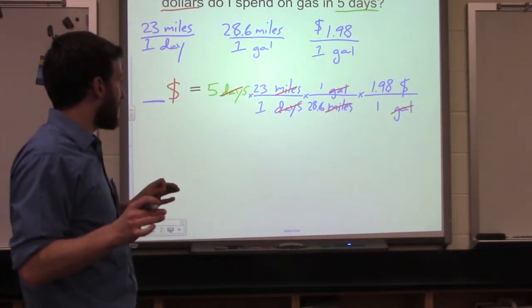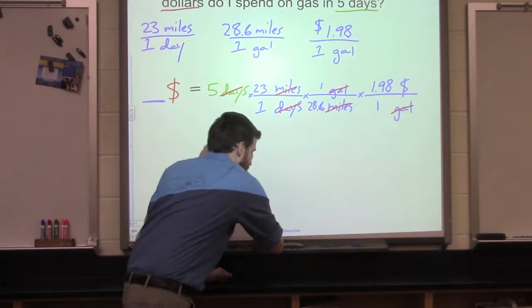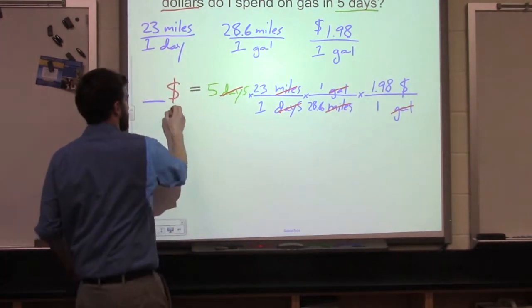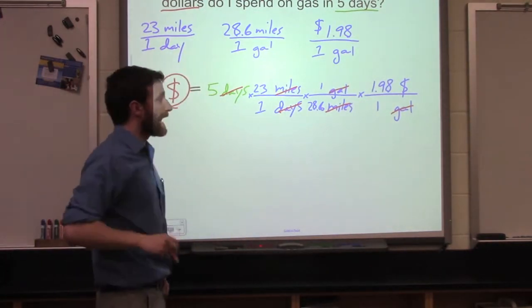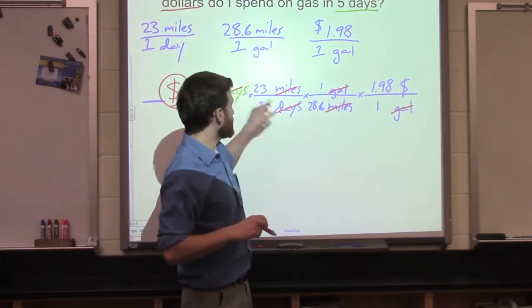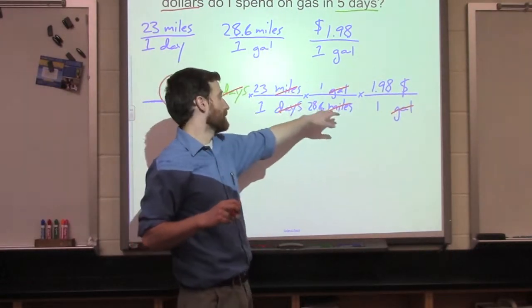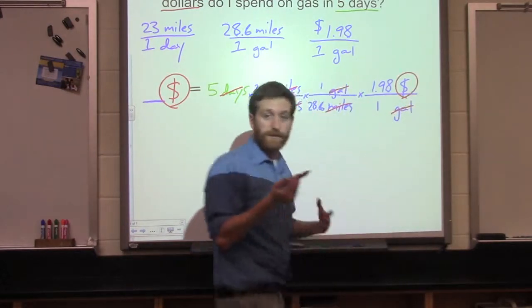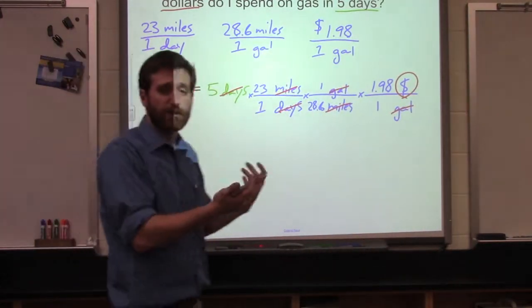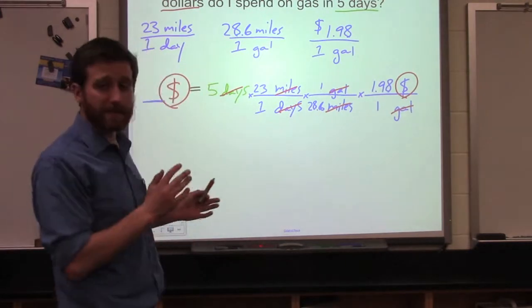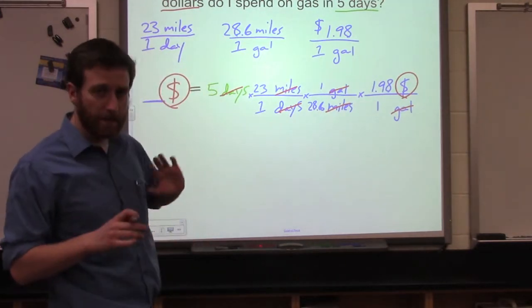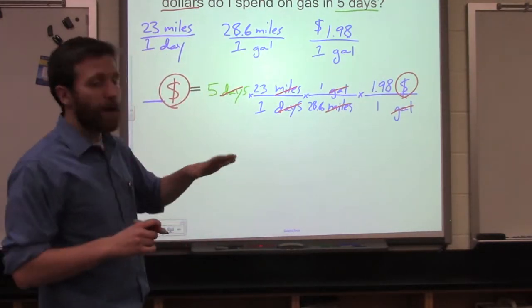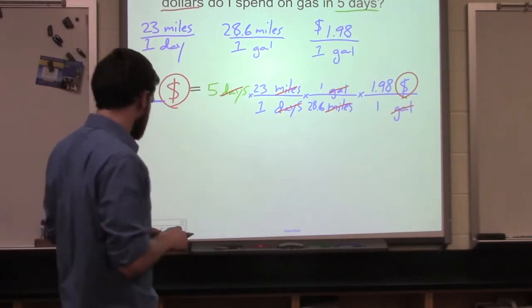Lastly, I can see that my desired unit is dollars. I want to get into dollars, and through all this cancellation, days cancel with days, miles cancel with miles, gallons cancel with gallons, I'm left in dollars. So the last step I have to do is just do the math. How would this look on a calculator? I've checked my units, they all work out, but I want to know how would this look on a calculator.